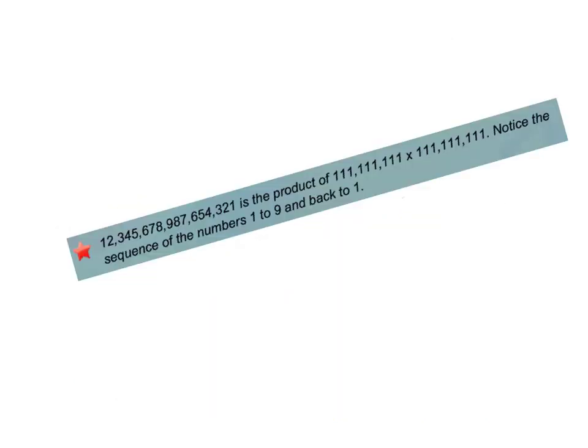Alright, and a little fun fact for you about multiplication. This big long number right here is actually the product, which if we remember from the last video, means multiplication. So it's the product of these two numbers right here. If we look at the sequence of the numbers, it actually goes from 1 to 9 and then back down to 1. So that's kind of neat if you want to look at that. Little fun fact for you again.